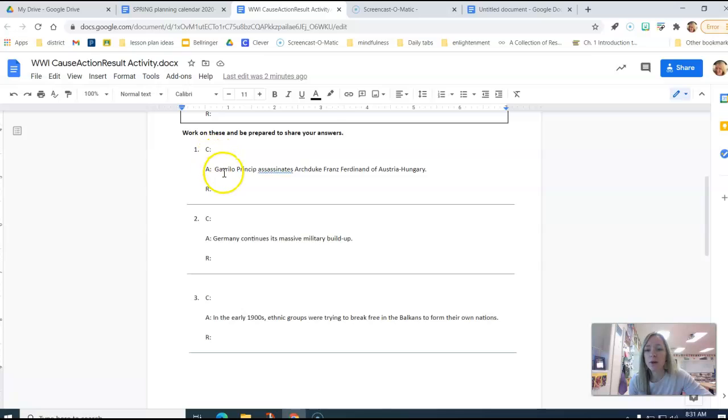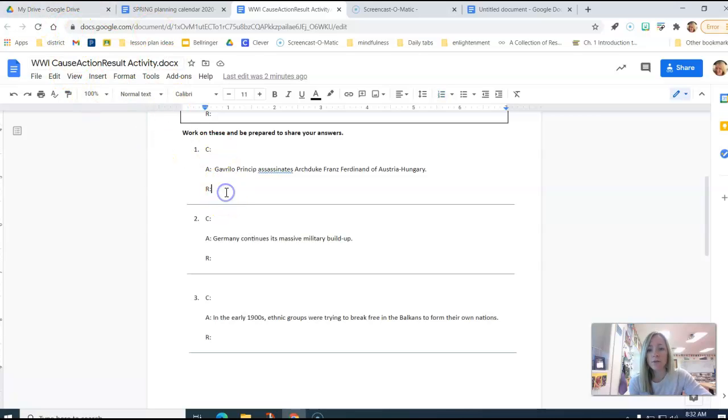All right, so the very first one, Gavriel Princip assassinates Archduke Franz Ferdinand of Austria-Hungary. Gavriel Princip was that Serbian nationalist who was going to assassinate the Archduke Franz Ferdinand of Austria-Hungary. What caused him to do this? All right, so think about it. What did Austria-Hungary do to the Serbians, right, that would upset them enough that one of their sort of really truly terrorists ends up assassinating the leader to be?